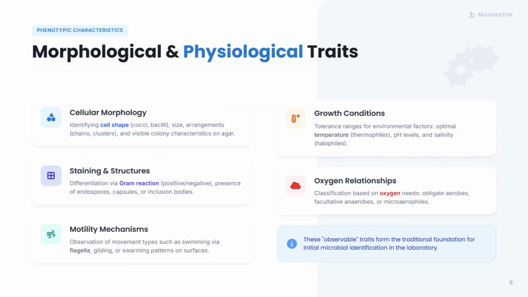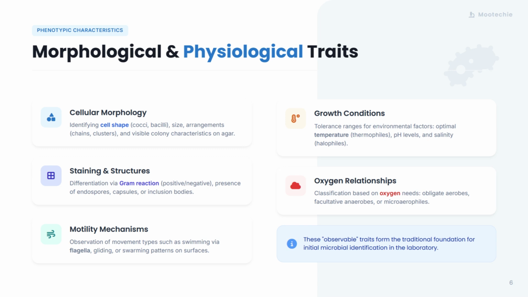Morphological and physiological traits. Cellular morphology. Identifying cell shape, size, arrangements such as chains or clusters, and visible colony appearance on agar. Under the microscope, a rod-shaped bacterium arranged in a chain tells a different story than a cluster of round cells.